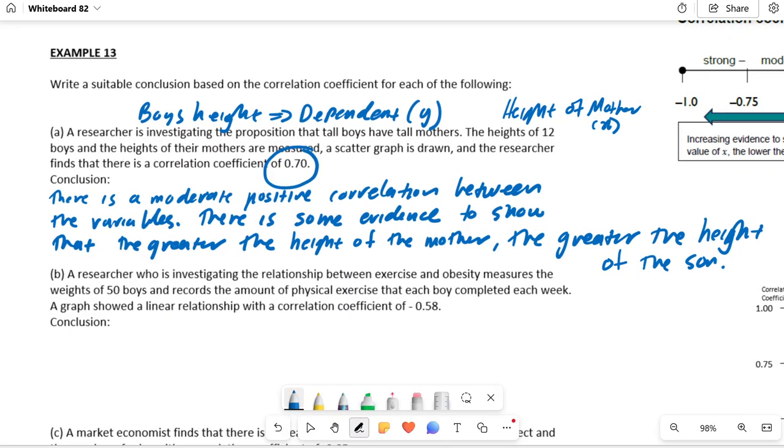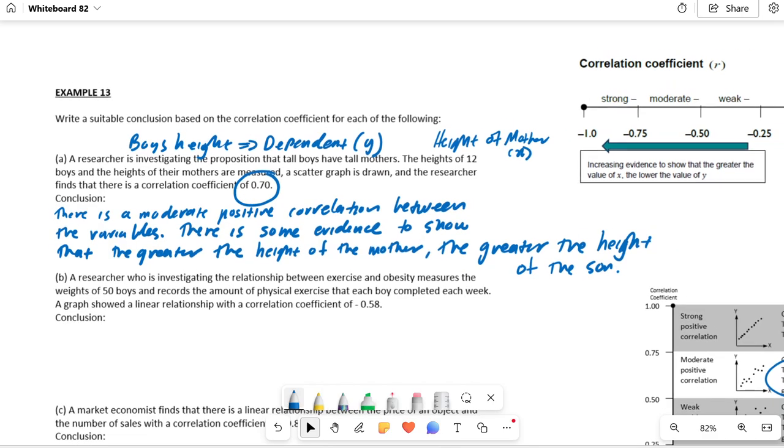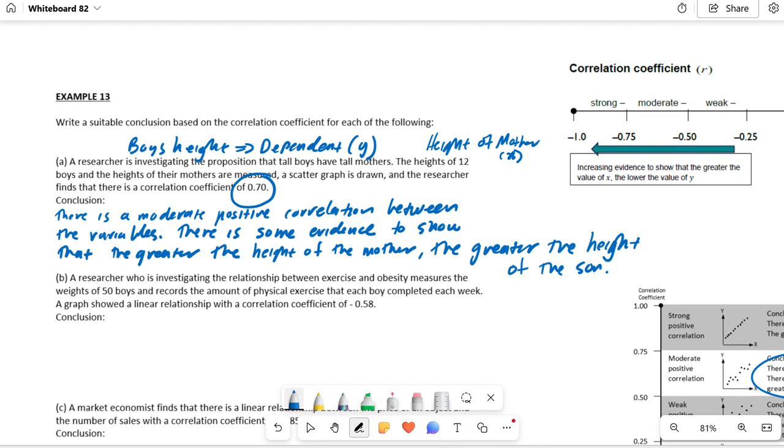Now I encourage you to pause the video, look at part B and part C. Remember, you need to identify the independent and the dependent variables, and then determine the level of correlation and choose the appropriate sentence, inserting the variables appropriately. Pause the video and try that, and then I will reveal a couple of sentences that I wrote down for those.